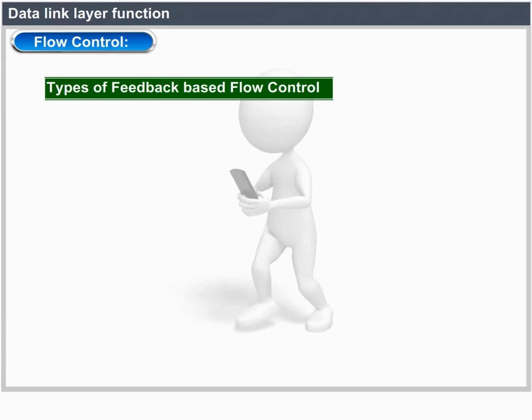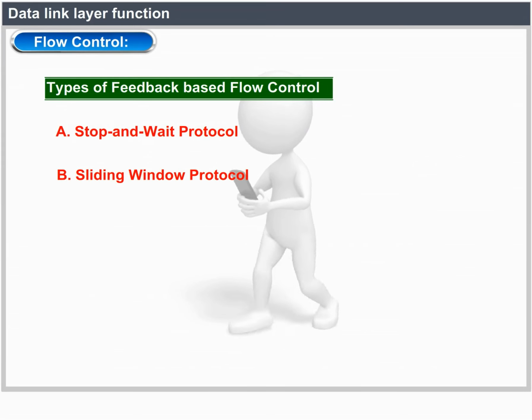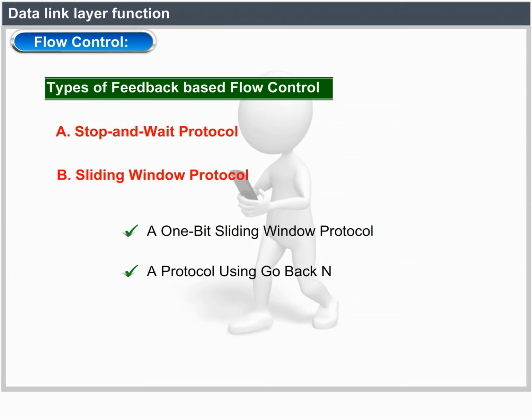Types of feedback-based flow control. A. Stop and wait protocol. B. Sliding window protocol. Number 1. A 1-bit sliding window protocol. Number 2. A protocol using go back N. Number 3. A protocol using selective repeat.